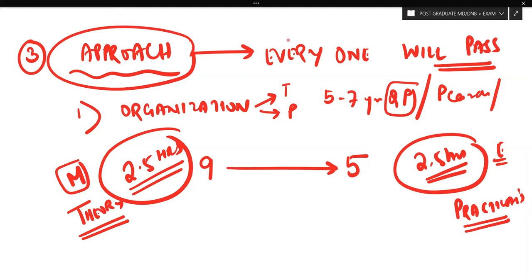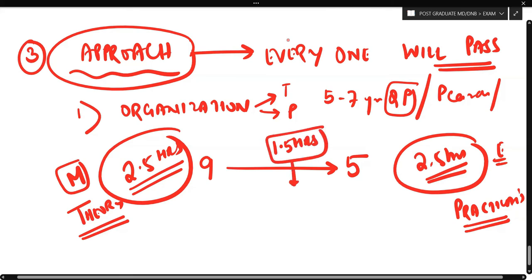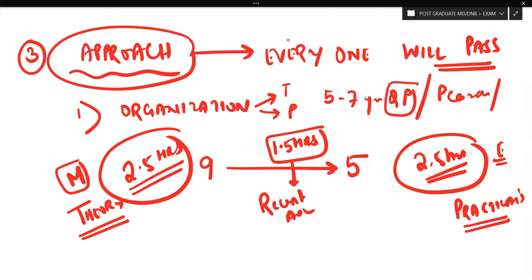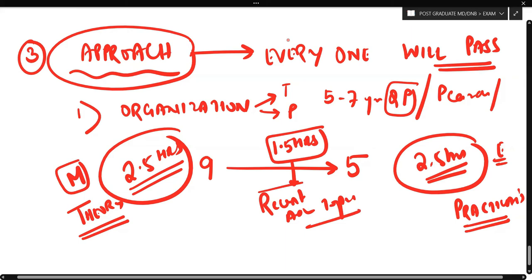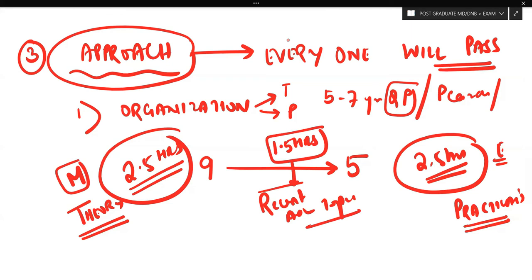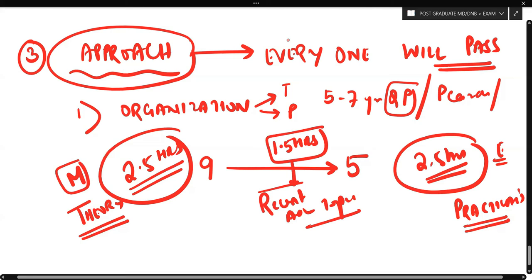And in between, from morning 9 to 5 o'clock, you have to take out 1.5 hours for yourself. In this time, you have to promise yourself that you will read recent advanced topics. Now, I had completed all the recent advanced. More than 200 questions I had completed in 2 to 2.5 months of time, utilizing 1 hour. I used to run away to the library and sit over there making notes from the different recent advanced.